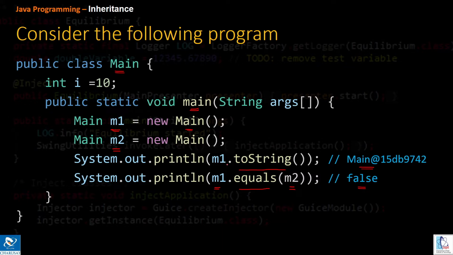Okay, so every class in Java extends one class which is known as the Object class, right? So here the main class we have declared. Implicitly its declaration is like this: main extends Object. And if you see the documentation of the Object class, let me show you the documentation of the Object class.